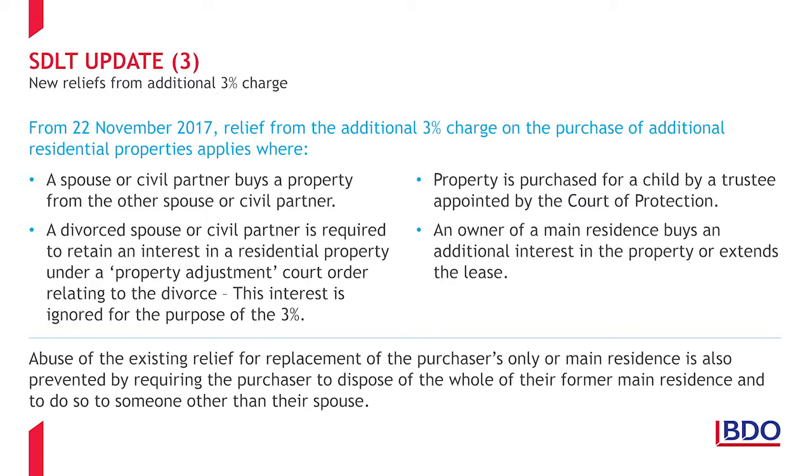Some couples were avoiding the 3% by transferring part of a previous main residence between themselves. Now, to qualify, the disposal of the old main residence must be to an independent third party.